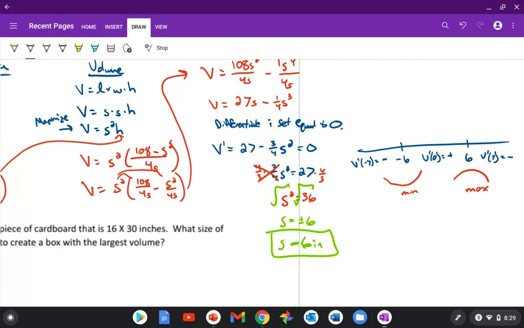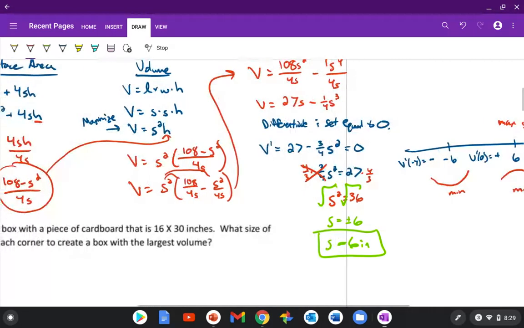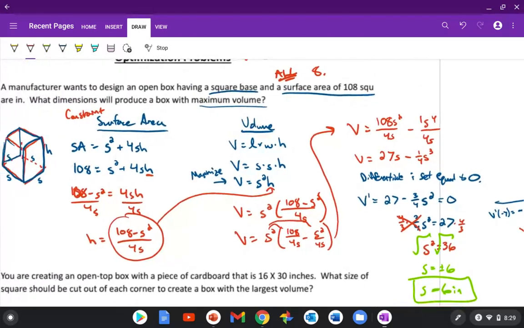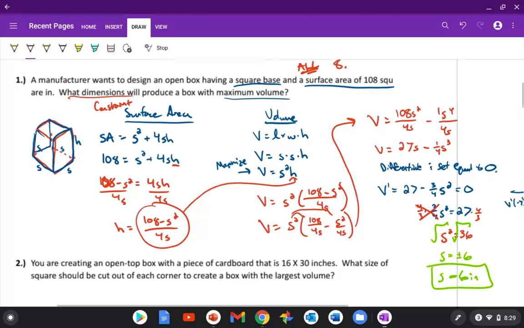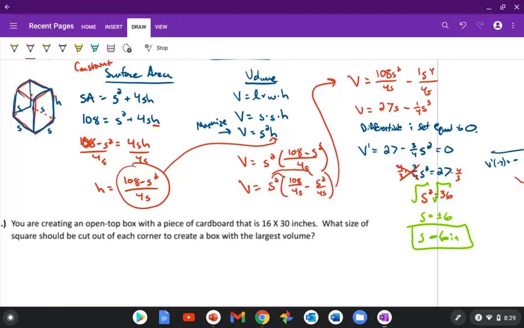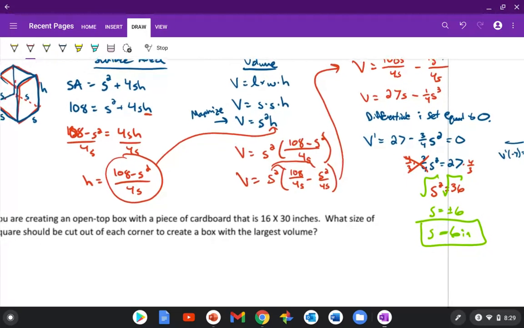There's a minimum at negative 6, but in this scenario, negative 6 doesn't even really exist because you can't have a side length of negative 6. So we do know this is a maximum at s equals 6, right? So in the context of this problem, we're asked to determine what dimensions. So we did find one dimension, the side is 6 inches. However, we do still need to find h, the height. What height is this thing going to be?